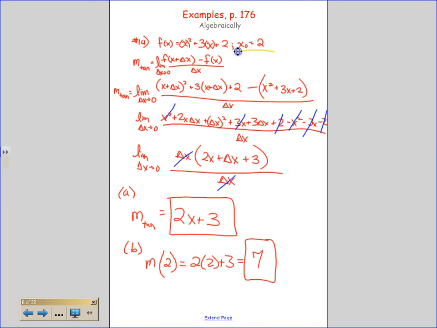You need the idea because on the AP test, they give you limits and they say, what are these? What are they standing for? How do you solve them? And you can't do them the limit way. You have to do them the derivative way.